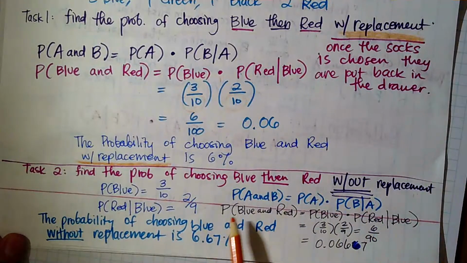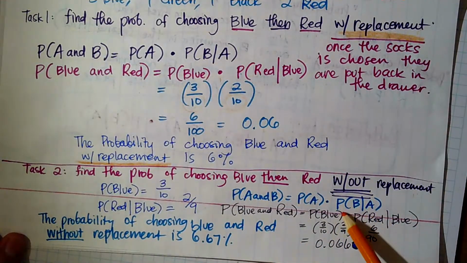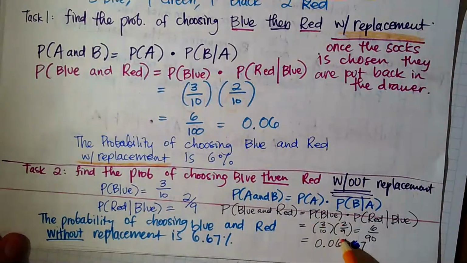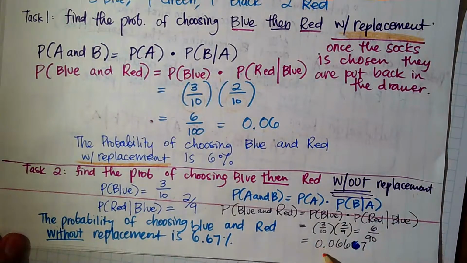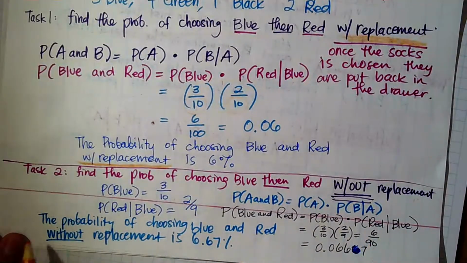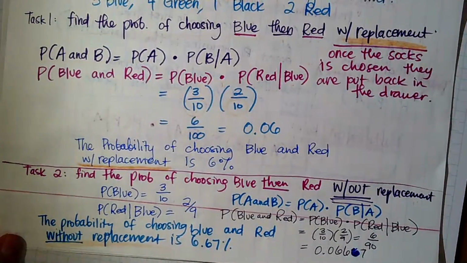So putting this into the multiplication rule, again, always start with the formula. Convert the formula into the context of the problem. And again, the probability of blue is 3 out of 10. The probability of red given blue without replacement means now 2 out of 9. Multiply that together, top times top, bottom times bottom, 6 over 90. I convert that into a decimal, I get 0.0667. So the probability of choosing blue and then red without replacement, you have to notify us of that condition, is 6.67%. Okay?